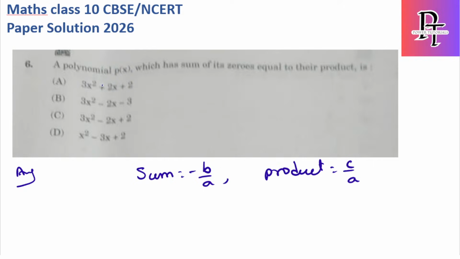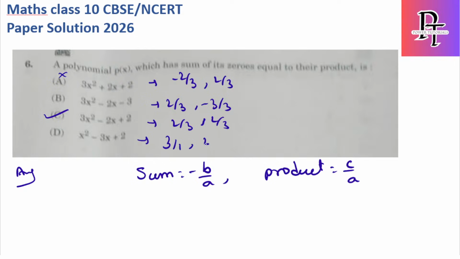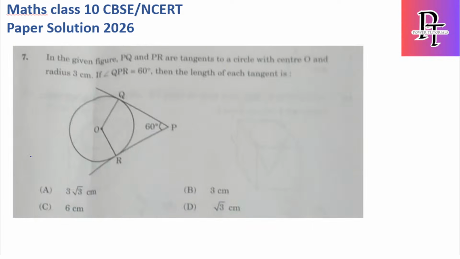So first one, the sum of roots is minus 2 by 3, product of roots is 2 by 3. So this is wrong. Sum of roots is 2 by 3, product of roots is minus 3 by 3. This is also wrong. Here the sum of roots is 2 by 3, product of roots is 2 by 3. So C is the right answer. But we will cross-check for D. So the only option is C. Okay, next move to the seventh.